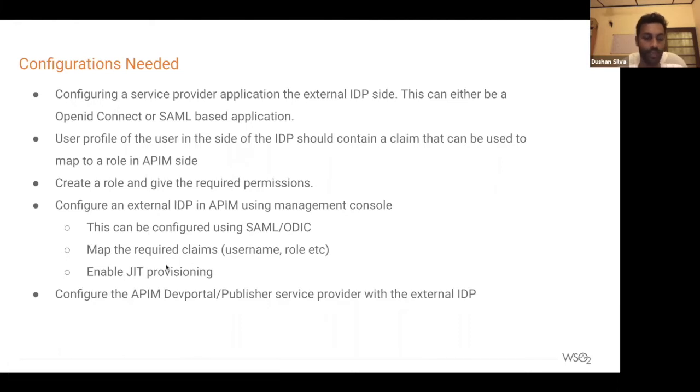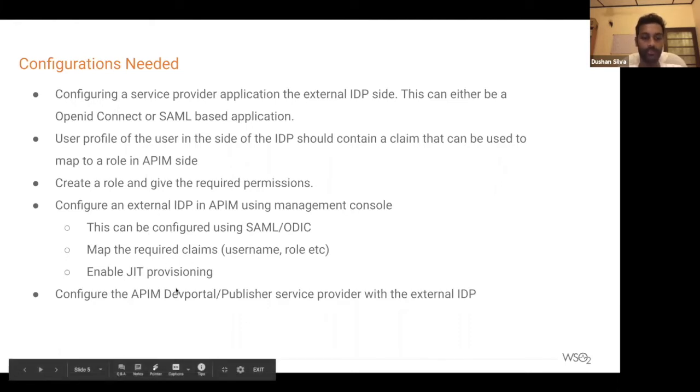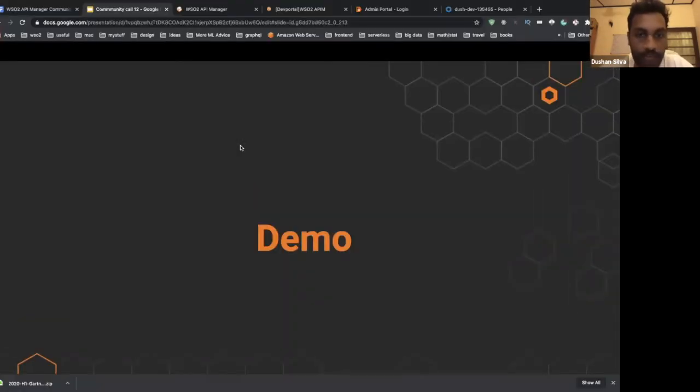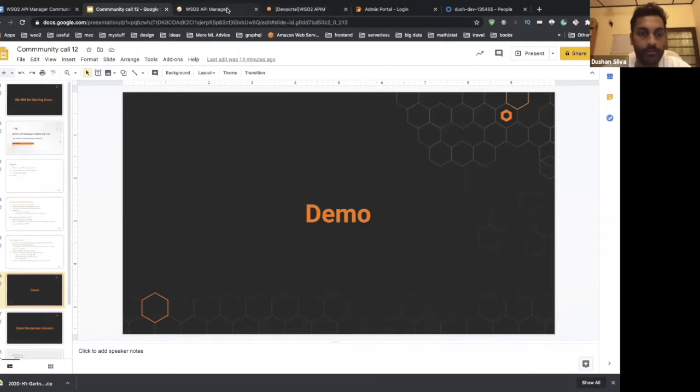And finally, you need to configure the external IDP you created in the API manager in the APIM dev portal or published service provider. So that's it from the slides. I will dive into the demo right now.